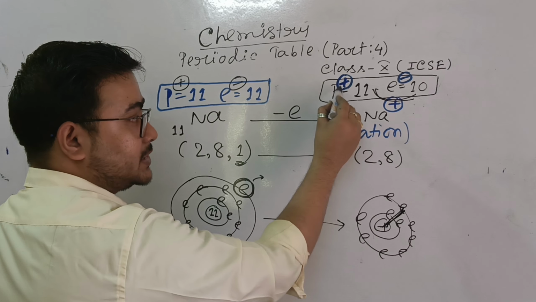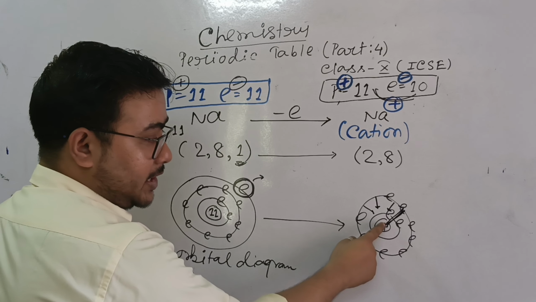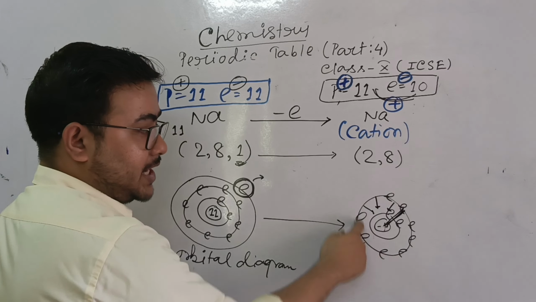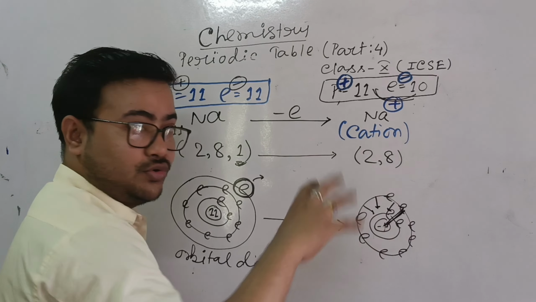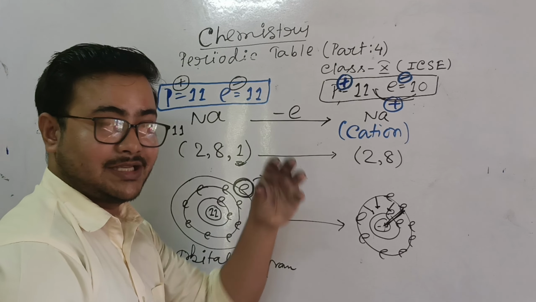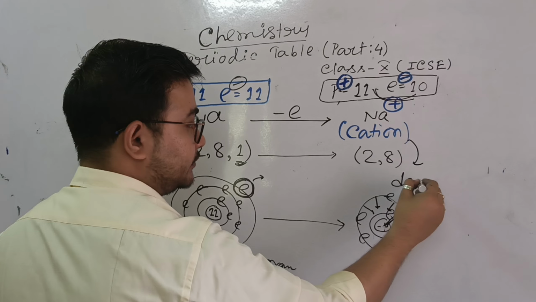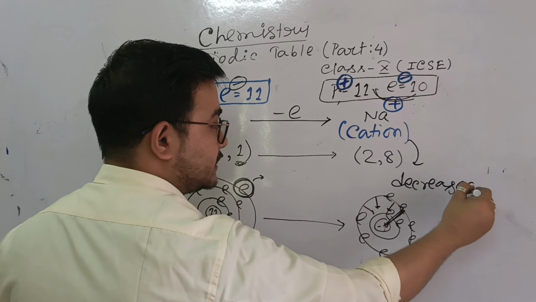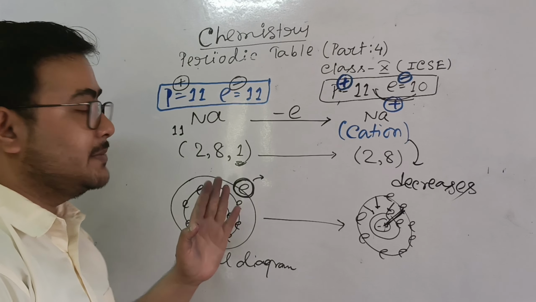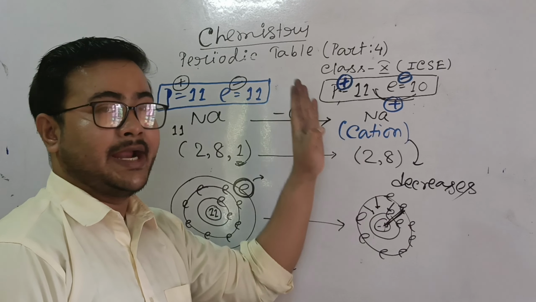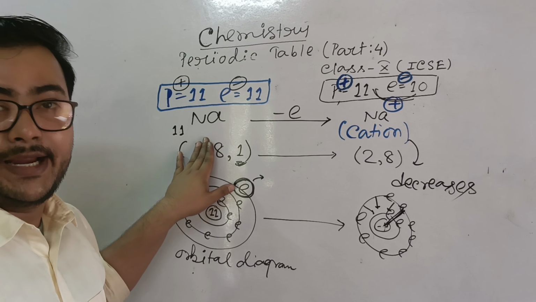So the outer shell tries to contract. Why? Because the proton attracts the outer electrons with more force. So therefore the outer shell tries to contract, and therefore the radius of a cation decreases. Do you understand? So what is the answer? Always keep in mind, the radius of a cation is always smaller than that of its parent atom.